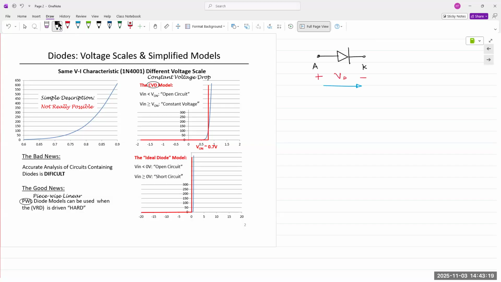All right, so the ideal diode model and the CVD model, both models have similarities. What we are doing is we are modeling the diode as a switch, right? We discussed a little bit about switches in the previous lecture. So we are modeling the diode as a switch that has an on state and an off state. So the diode is modeled as having two states, on and off.